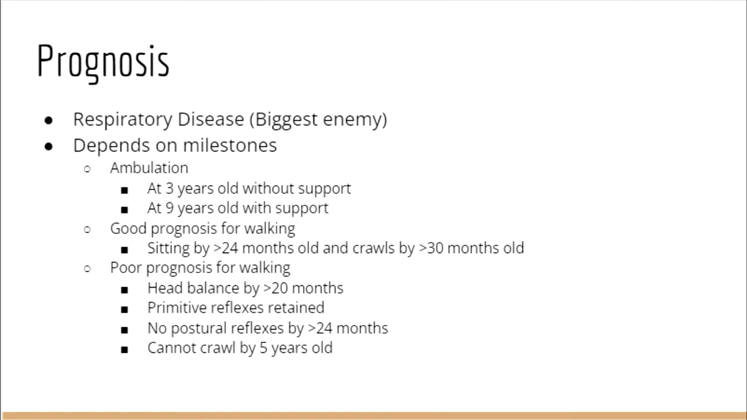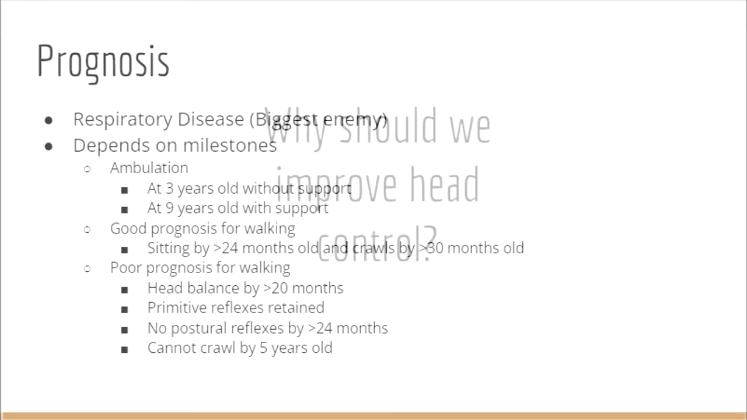A good prognosticating factor for independent walking is sitting by age 24 months and crawling by 30 months. Poor prognosticating factors for walking include not having achieved head balance by 20 months, primitive reflexes usually being retained with no postural reflexes by age 24 months, and not being able to crawl by the age of 5. That's really a big factor.